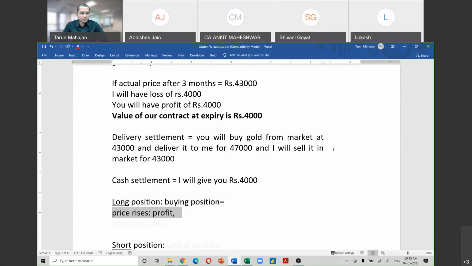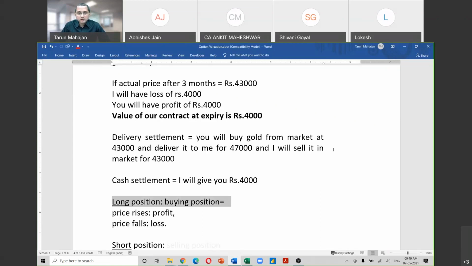In this example, after 3 months, if the gold price appears to be, say, 50,000 rupees, then I'll win the situation because I have the right to buy at 47,000 and the price is 50,000. So I'll recover 3,000 rupees from you. On the other hand, if price falls, like it becomes 43,000, in that case I will sustain a loss because I have the duty to buy at 47,000. Even if the price falls down to 40,000, still I will have to buy at 47,000. So I sustain a loss.